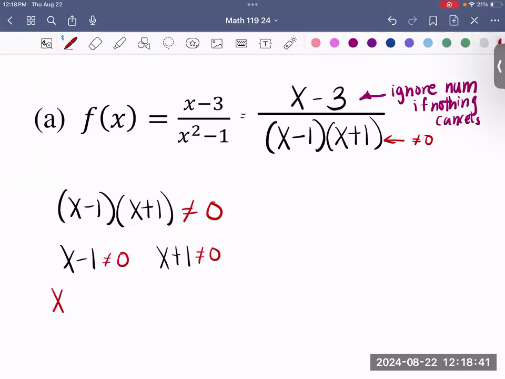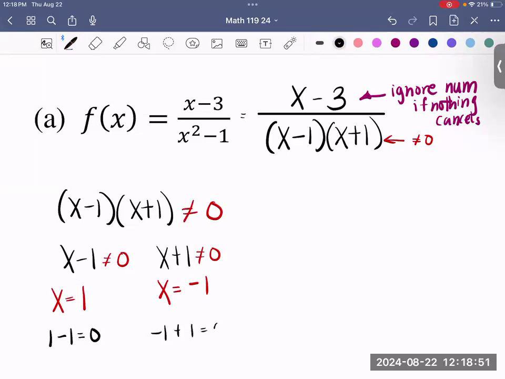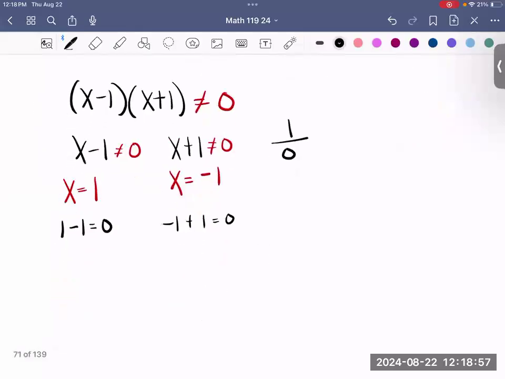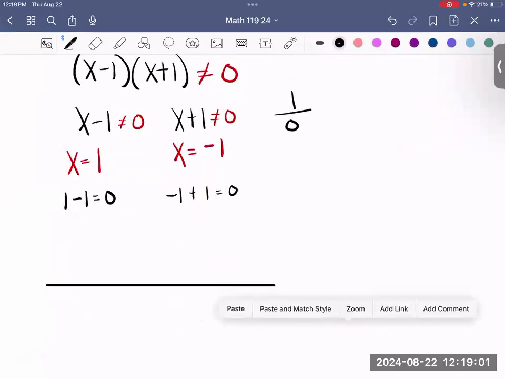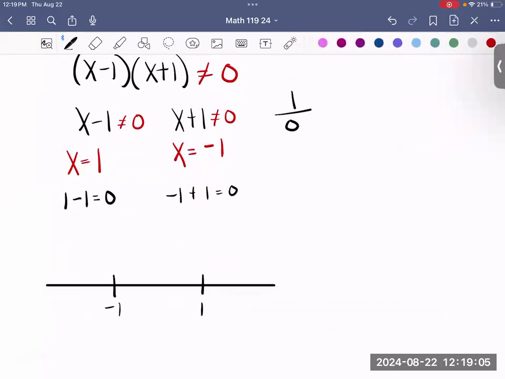Well, if x is equal to 1 and if x is equal to negative 1, both values will result in a 0. So that means you would have a 0 in the denominator. So these are the two values that you have to skip over. So you have negative 1 and 1. You're jumping over these values.